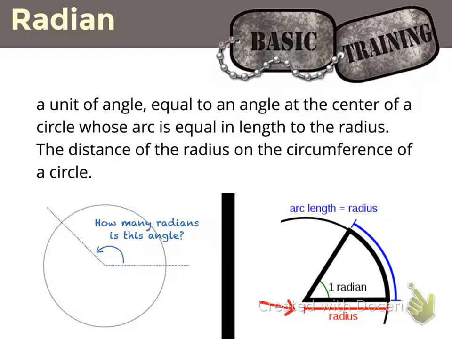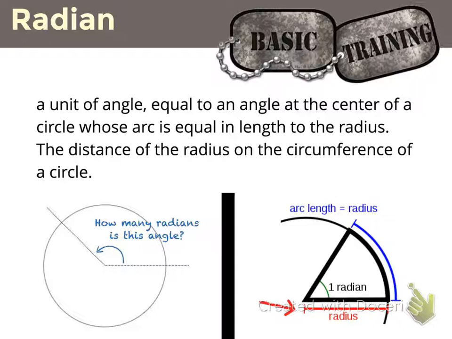Hello class. Today we'll be making a connection between radians and degrees. So what is a radian exactly? Well, it's a unit of angle equal to an angle at the center of a circle whose arc is equal in length to the radius.